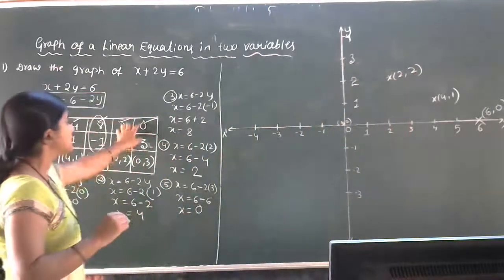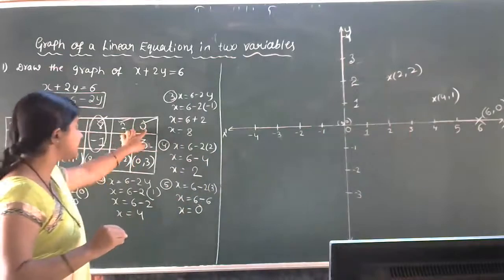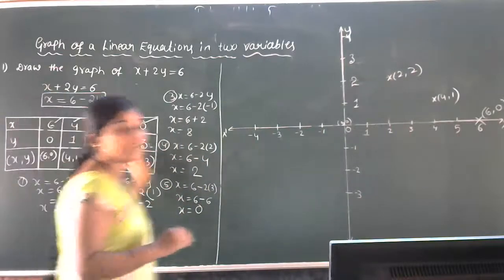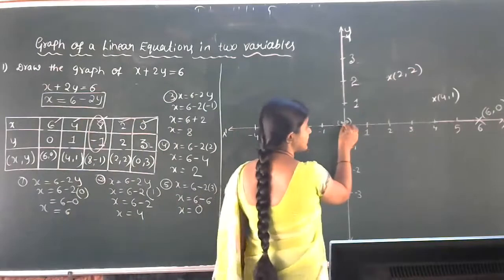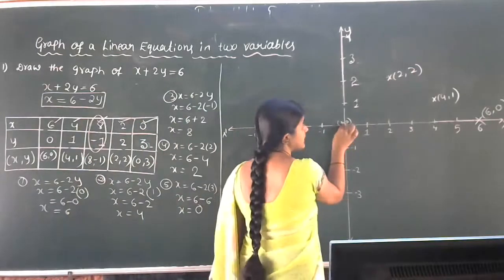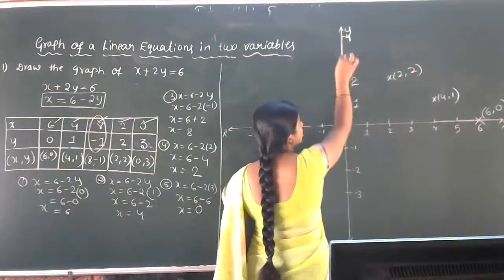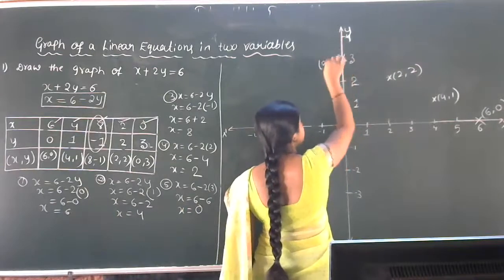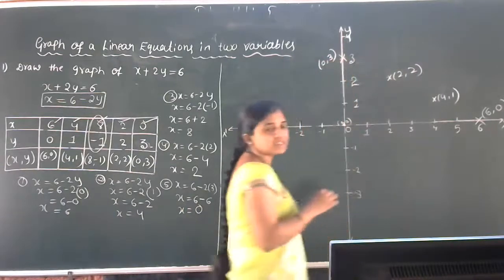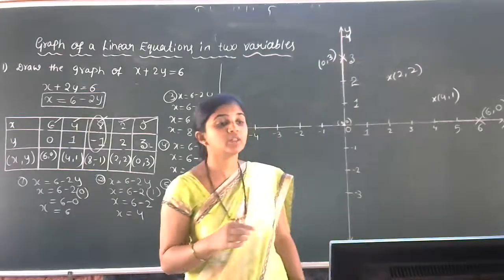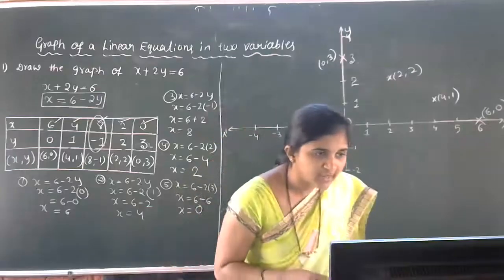Next one, 0 comma 3. Now x is 0, y is 3. X is 0 means this is the location on the x-axis. On the y-axis 3: 1, 2, 3. This is the location of 0 comma 3. X is 0 means the point lies on the y-axis. Got the idea of this one, students?